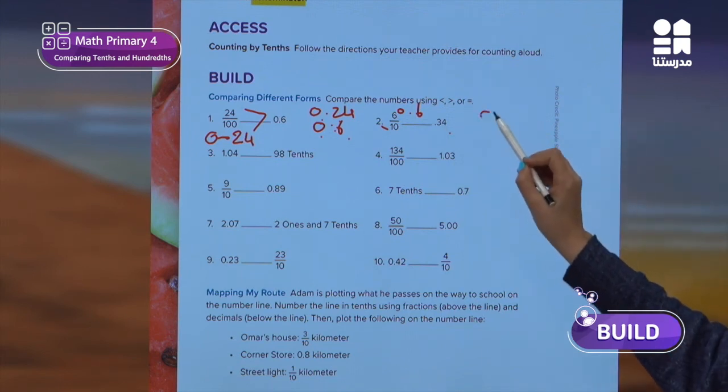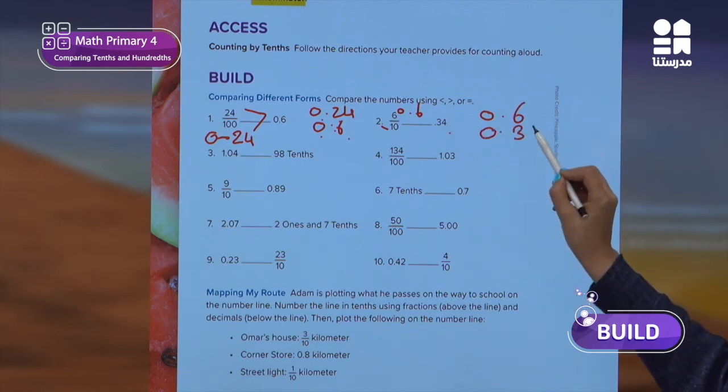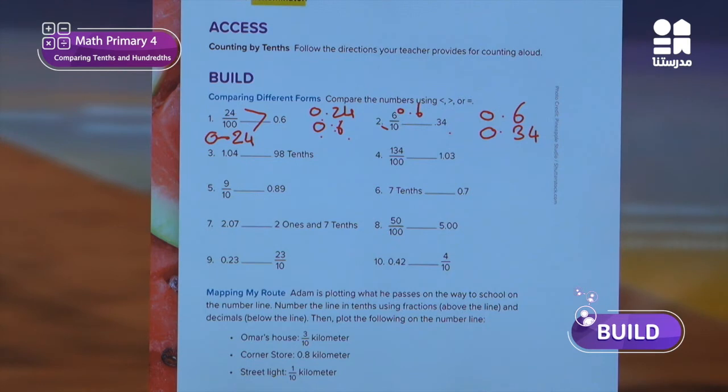So I will write 0.6, and under it 0.34. Okay? Now, what should I do? I will compare the two whole numbers. I will find that the whole numbers are 0.